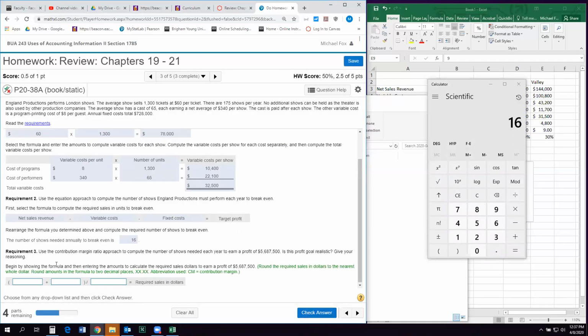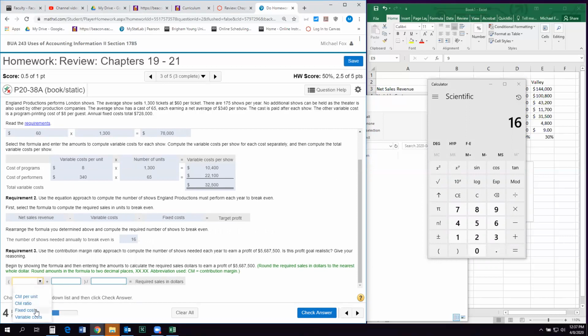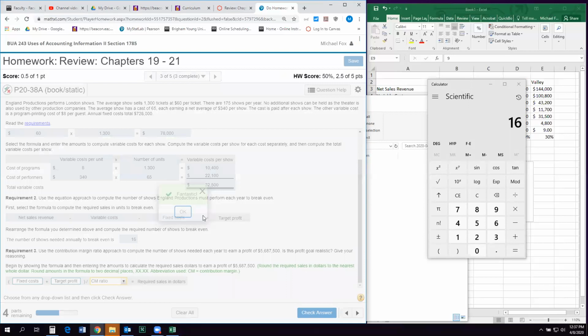All right, now it's going to tell us to use the contribution margin ratio approach to compute the number of shows needed each year to earn a profit of 5,687,500. Is the profit goal realistic? Give your reasoning. So the contribution margin ratio approach is just to take our fixed costs plus our target profit and divide that by our contribution margin ratio. That's going to give me my required sales in dollars.